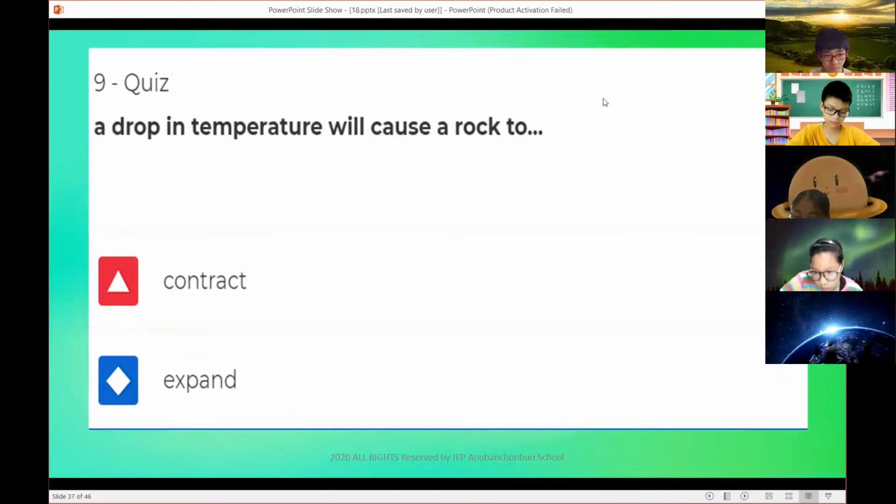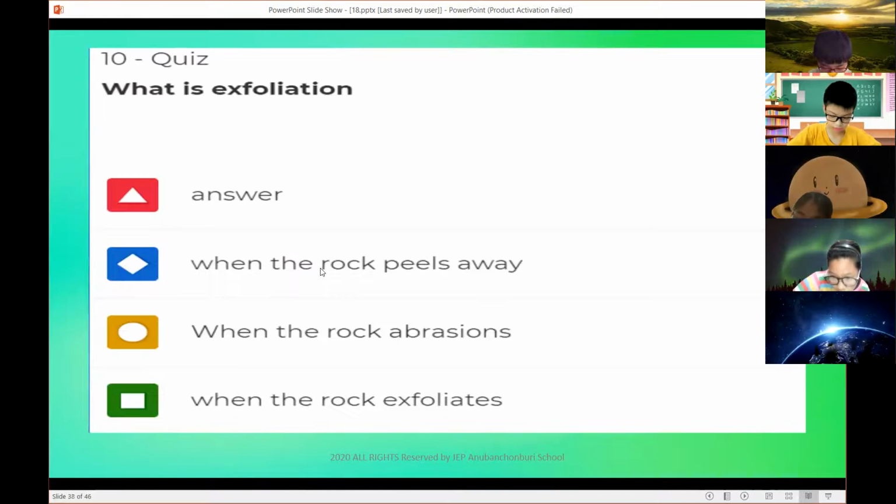Let's ask Satawit this time. Satawit, the opposite question. A drop in temperature. Drop means go down. A drop in temperature will cause a rock to: triangle, contract, or diamond, expand. What's your answer? Contract. Let's see. Of course, that is the correct answer. Contract. Last question. What is exfoliation?